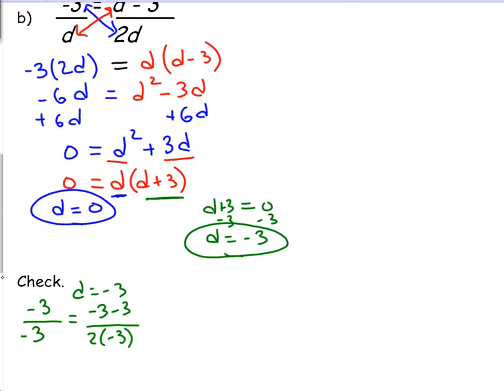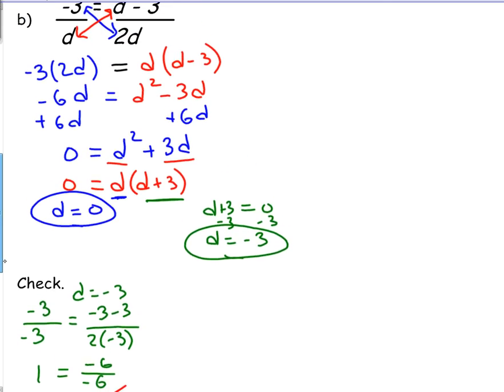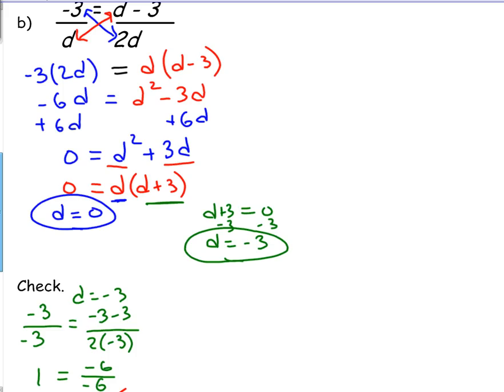So we say 1 is equal to, and then minus 3 minus 3 is minus 6, and then 2 times minus 3 is minus 6. So we can say 1 is equal to 1. That's true. Good, so that works. Now we want to check our other solution, which is d is equal to 0. So we're going to do d equals 0 when we're checking this. So we'll say negative 3 over 0 is equal to 0 minus 3 times 2 over 2 times 0.